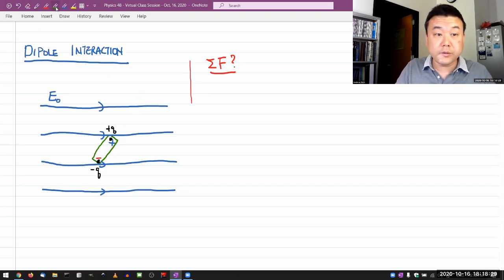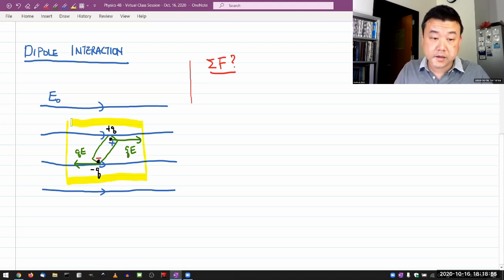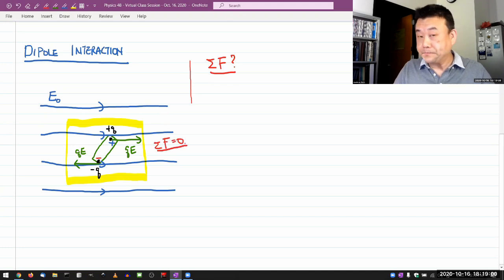Okay, let's draw a free body diagram. For this charge of plus Q, I have a force of QE pointing in the same direction as the electric field. On this charge of minus Q, I have the force of magnitude QE pointing in the opposite direction as the electric field. And you can see that as an object, as a whole, the net force here will add up to 0. And that's generally true. Whenever the electric field is uniform, the net force on a dipole will be 0.